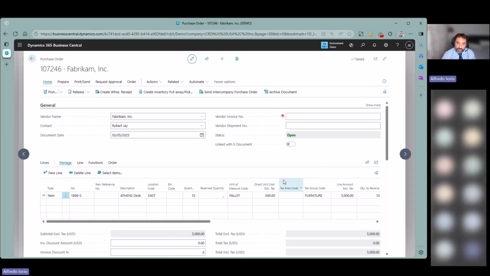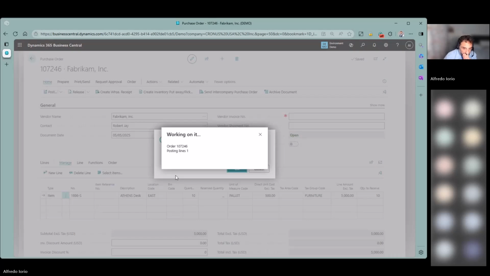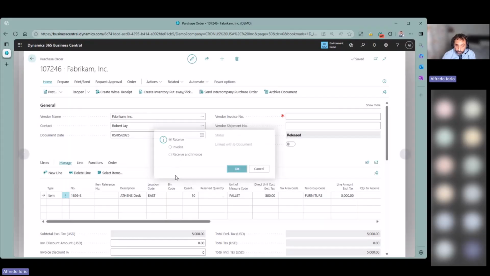Expected cost posting means I don't need to get a vendor invoice. The moment I receive the item, and I'm going to do the posting, oops, wrong one, post, and I'm going to receive only, Business Central will post the expected costs, because again, we don't have the actuals until we have the invoice. And where are these costs stored? Well, on the balance sheet, item ledger entries, but also value entries.